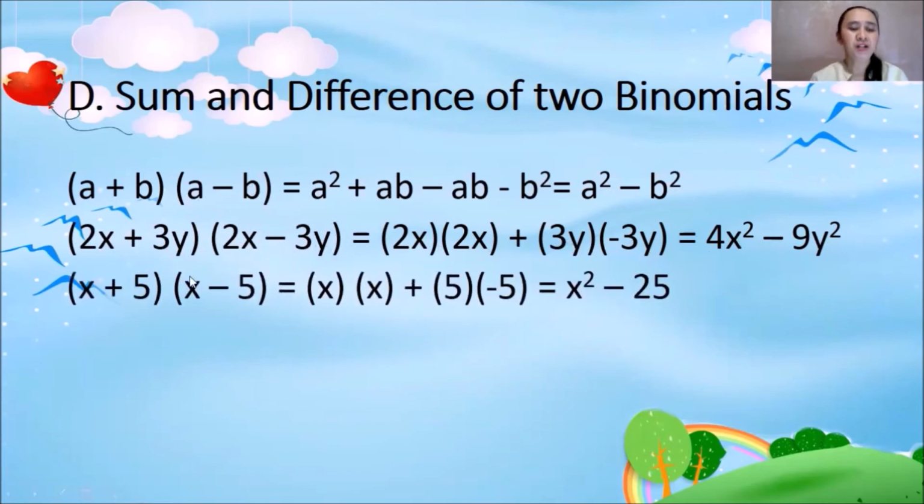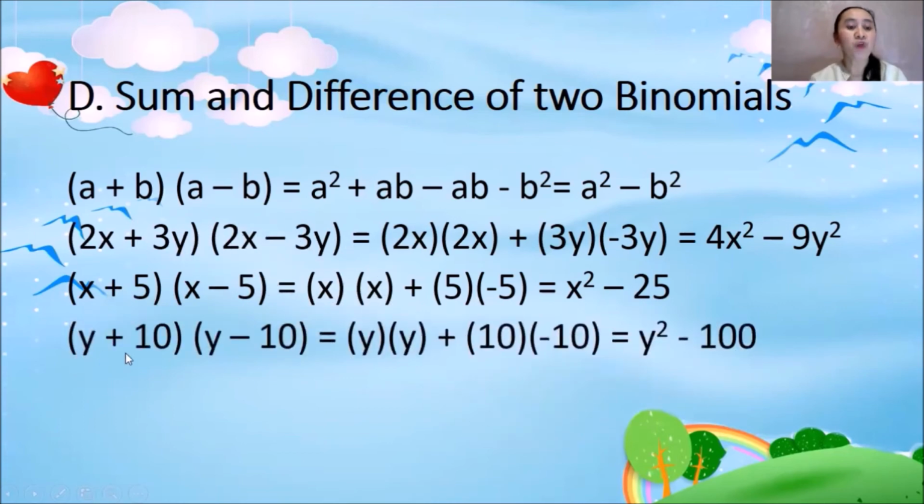Another example, the product of x plus 5 and x minus 5. They both have x, they both have 5. The only difference is the second term: the first binomial has plus 5 and the second binomial has minus 5. So multiply the first term, x times x. Multiply the last term, 5 times negative 5. And x times x is x squared. And 5 times negative 5 is equal to minus 25.